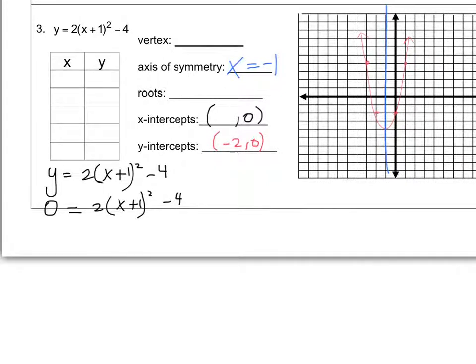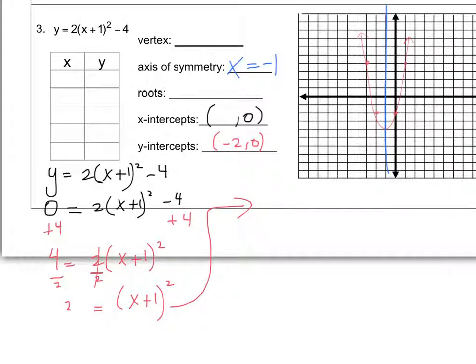To do that, you have to isolate the parentheses or the x. So you need to add 4 to both sides. So you have 4 equals (x plus 1) squared. Then you need to divide both sides by 2 to isolate the parentheses. 4 divided by 2 is 2. Now from here, you have to get rid of the square. How can you get rid of the square? By square rooting both sides. So in this case, the square and the square root cancel out, so you end up with x plus 1 equals, and remember, every time you square root a number, you're going to end up with plus or minus square root of 2.